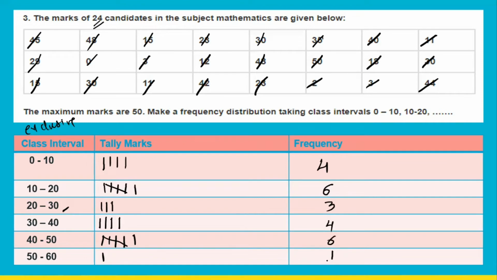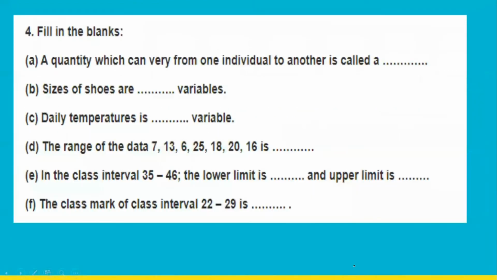So you should add this to check whether it is 24 only, then your frequency distribution table is correct. 6 plus 4, 10. 10 plus 3, 13. 13 plus 4 is 17. 17 plus 1, 18. 18 plus 6 is 24. And we are correct. Got it? So we did question number 3.